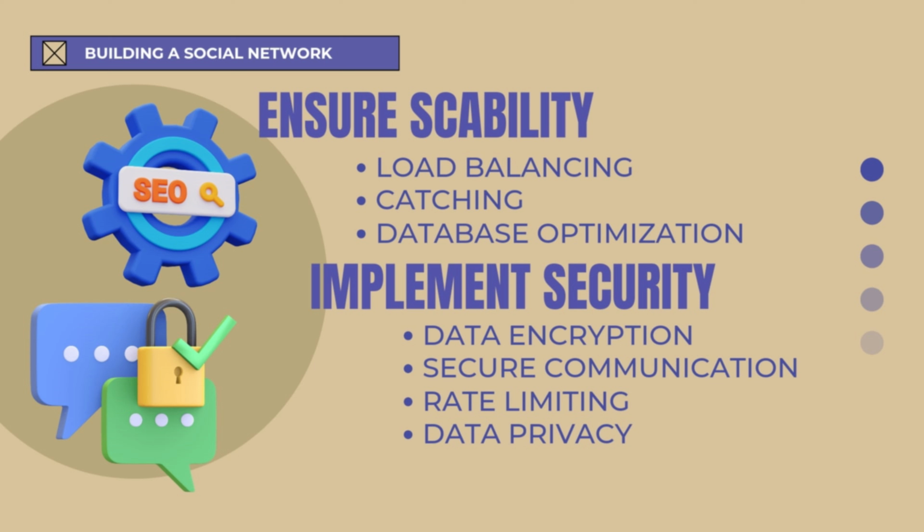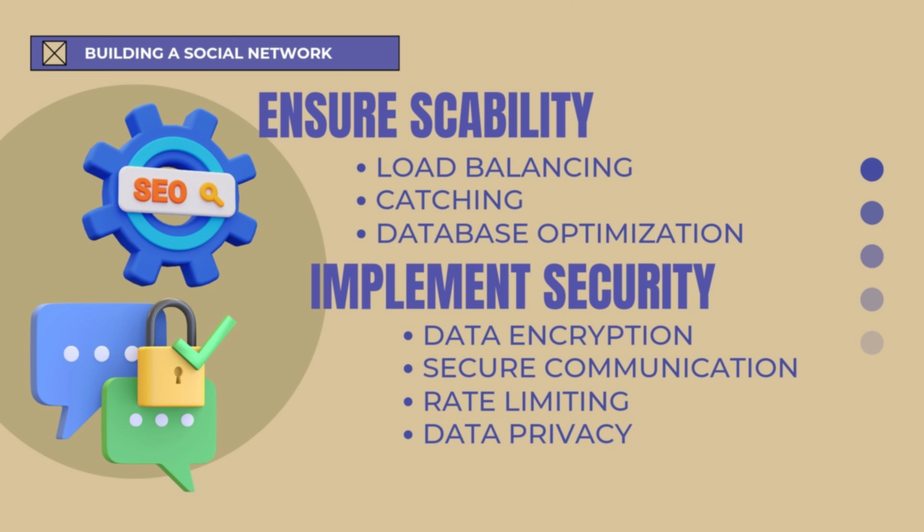Caching. Implement caching strategies to reduce database load and speed up frequent queries like profile retrieval or newsfeed generation. Database optimization. Implement database sharding, indexing, and replication to ensure that a database can handle a large number of users and data. The next step to build a social network is to implement security.